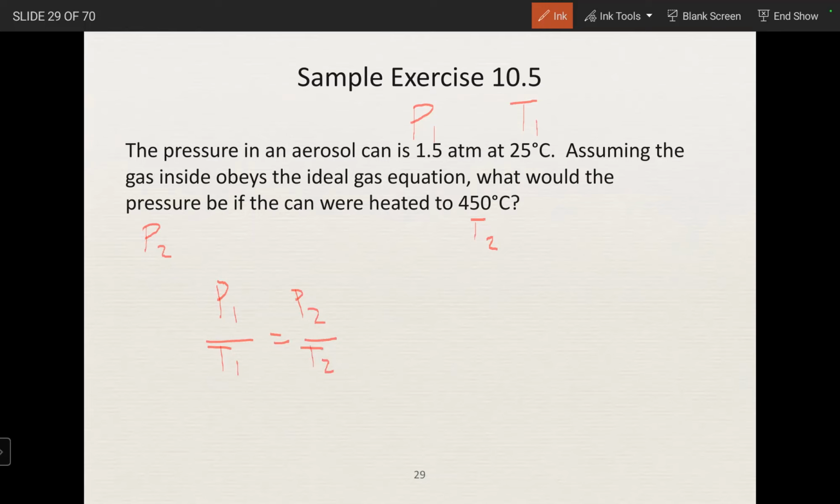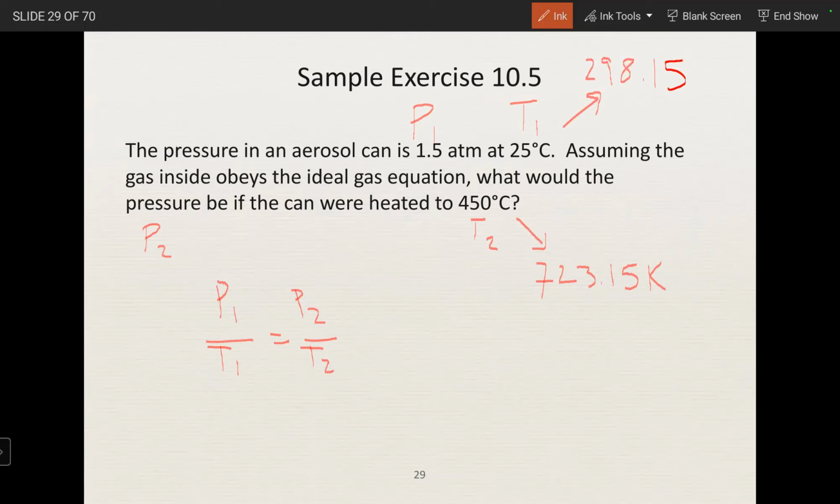And then the big thing with this one is just to remember that temperature needs to be in Kelvin. So for 450, that's really going to be plus 273.15. So that'll be 723.15 Kelvin. Oops, 7 didn't come out very well. And then with the initial temperature 25, that'll just be 298.15 Kelvin.